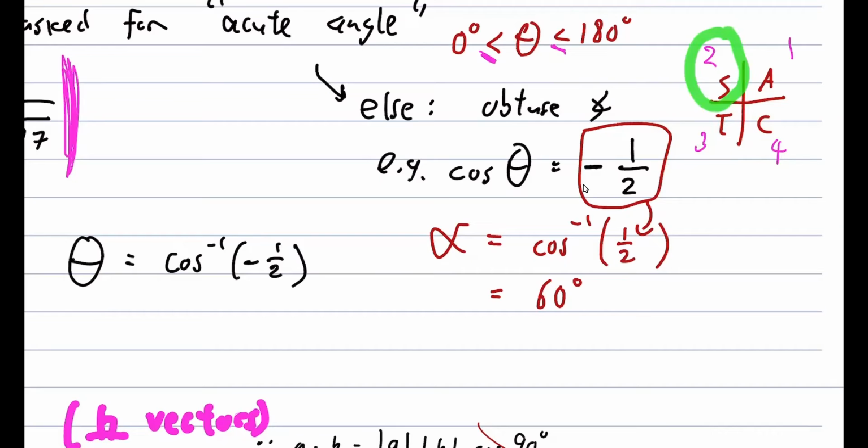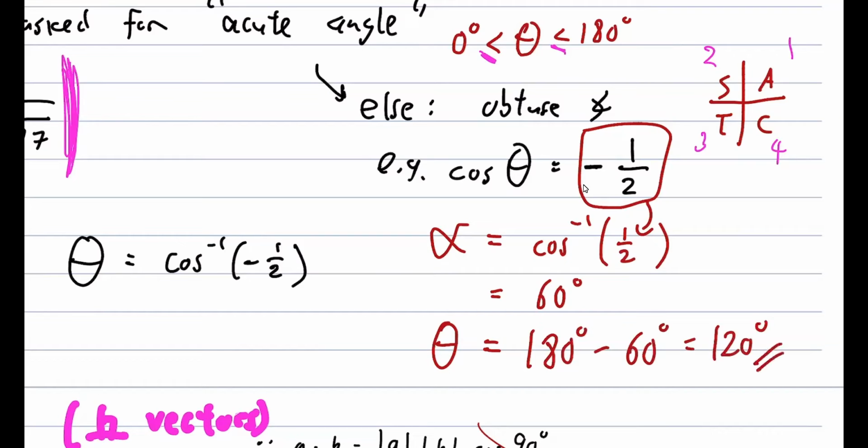So how do you find our theta? Your trigo, forget everything already. How do you find theta from the basic angle? Is it 180 minus 60? Correct, yes. Okay, good. Then that's how you get the angle.